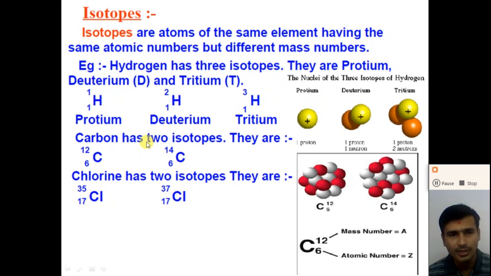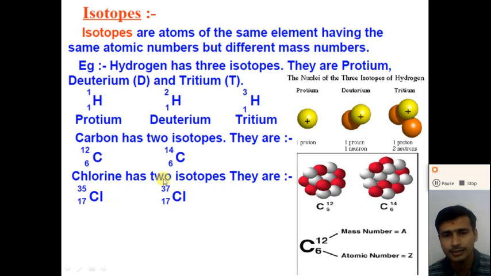Similarly, carbon has two isotopes, C612 and C614, right? In C612, 6 protons and 6 neutrons are there, but in C614, 6 protons and 8 neutrons are there, right?